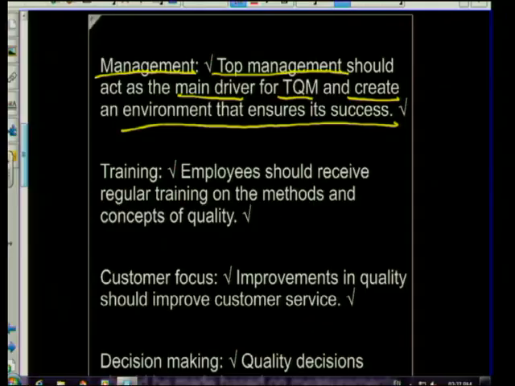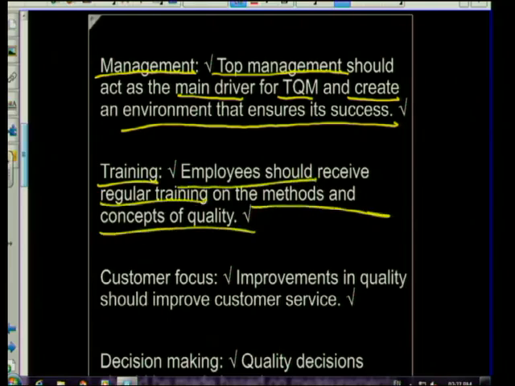Next would be training. So employees should receive regular training on the methods and concepts of quality. So first off, management needs to make sure that this is implemented, but employees need to be trained. And it's not a once-off training, it's continuous training. As technology improves, for example, different techniques will change, everything changes. You need to train your employees often to make sure that they're part of the proper TQM.